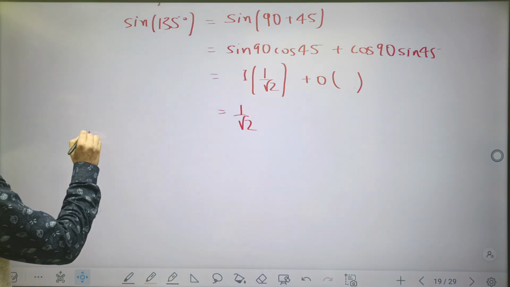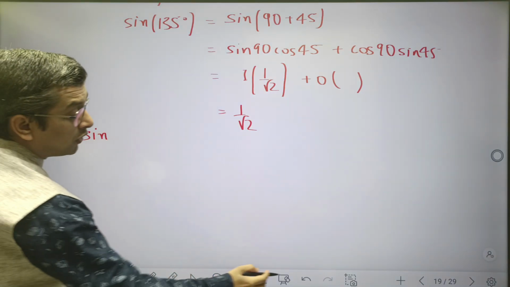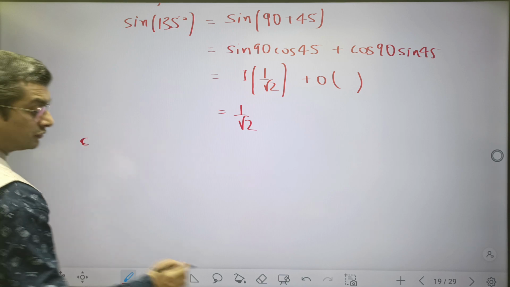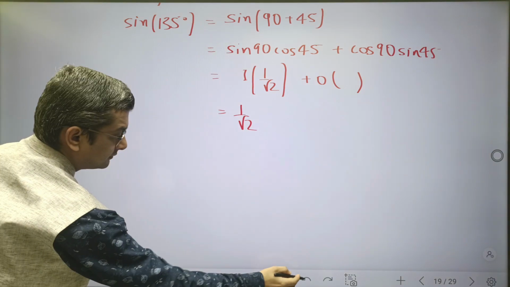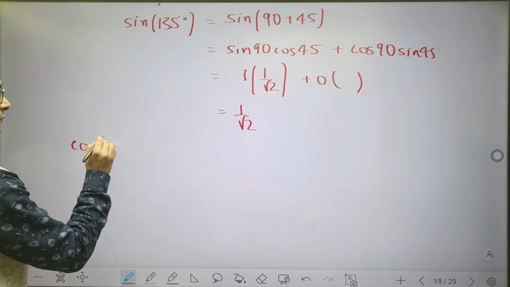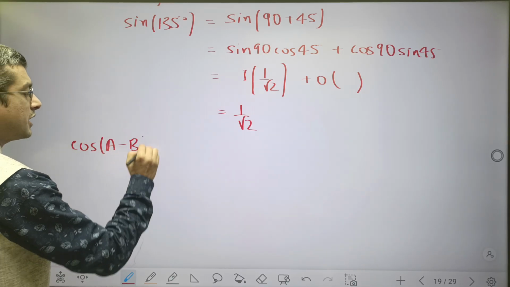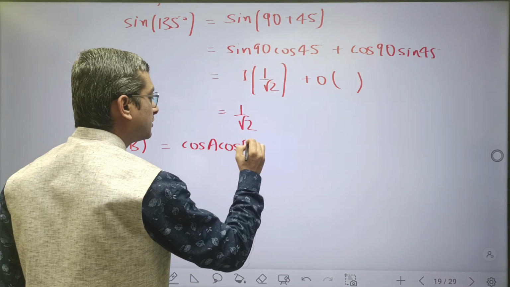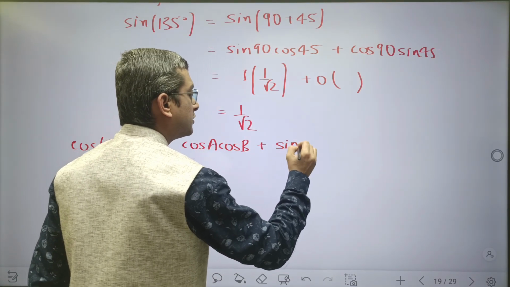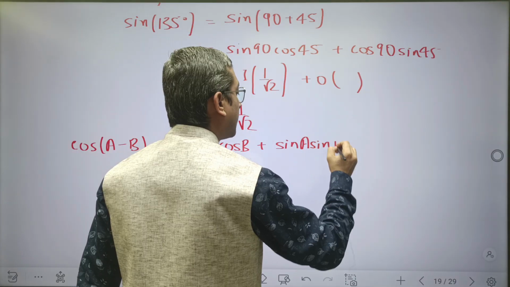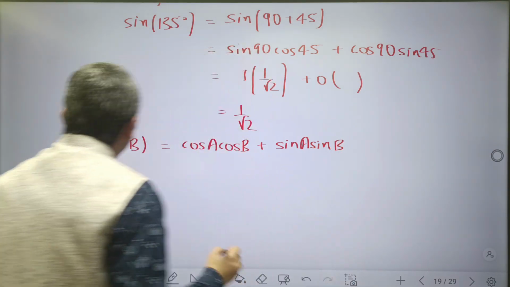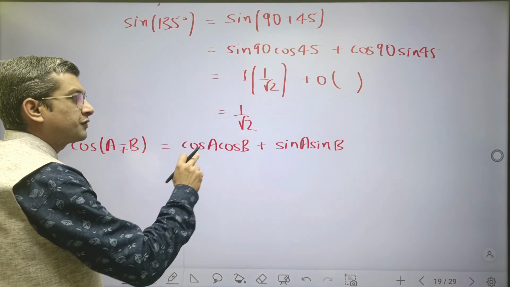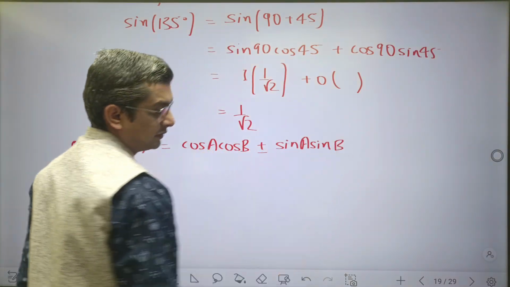Next formula, cos A plus B. If I write cos A minus B, the formula is cos A cos B plus sine A sine B. If I put plus sign here, that is cos A plus B, the formula gets converted into cos A cos B minus sine A sine B.